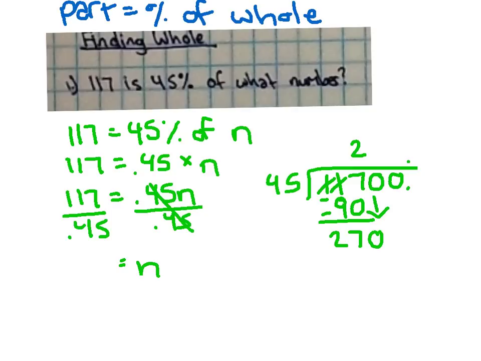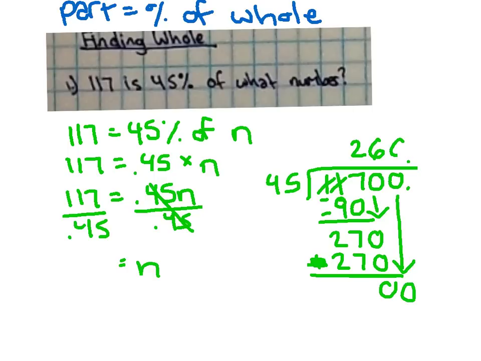45 goes into 270. Let me guess, maybe about 6 times, and let me just double check. 6 times 5 is 30. 6 times 4 is 24, plus that 3 is 27. Oops, sorry, not addition, that should be subtraction. So subtract that, I have no remainder, but I bring down another 0, and 45 goes into 0 times. And the reason why I bring that 0 down is because it's still there. I can't just ignore it.